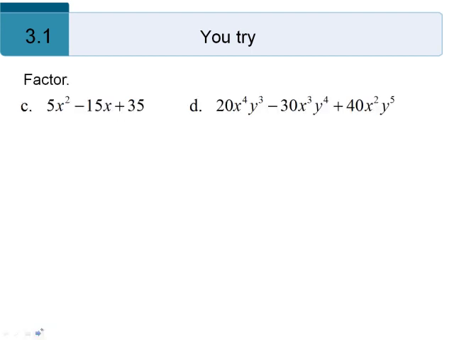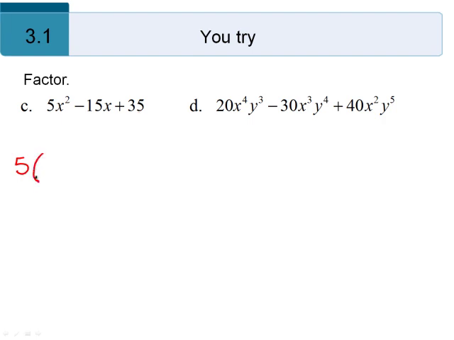Now, on these, they're actually asking us to factor these. So what you're going to do is look for the GCF first and bring that out front. What goes into 5, 15, and 35 would be 5. So we bring that out front. Now, is there an x in every term? No. So x cannot be a greatest common factor. So your only common factor there is just 5.